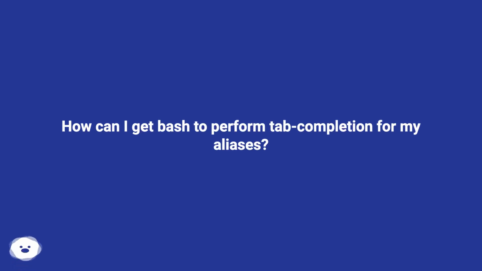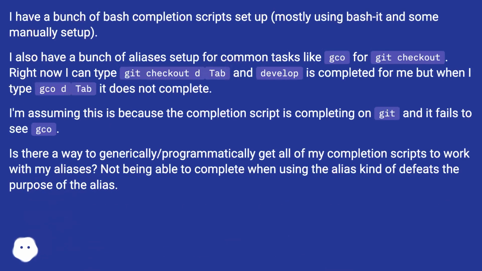How can I get bash to perform tab completion for my aliases? I have a bunch of bash completion scripts set up, mostly using bash-it and some manually set up. I also have a bunch of aliases set up for common tasks, like gco for git checkout.